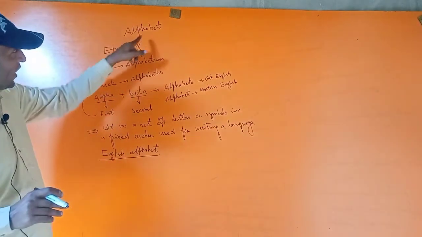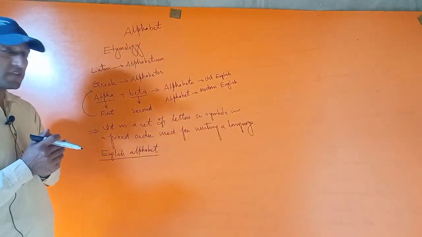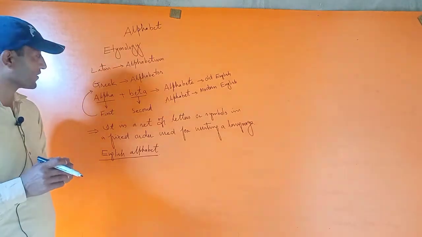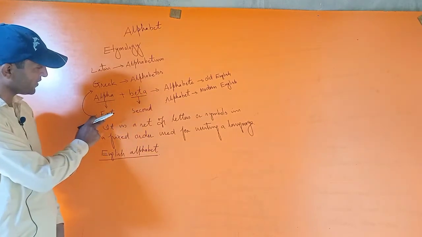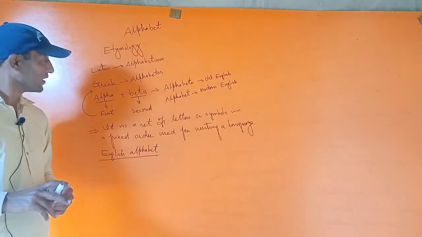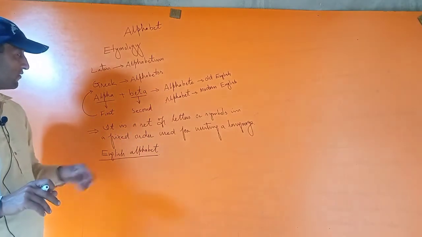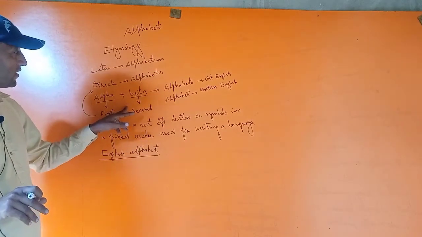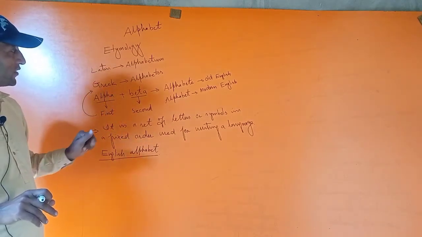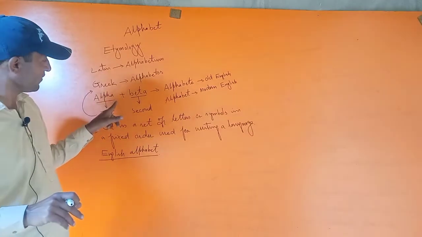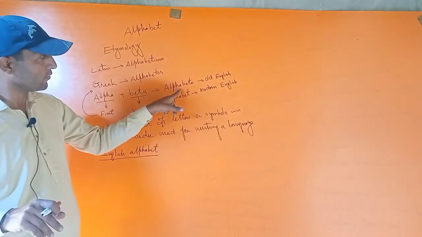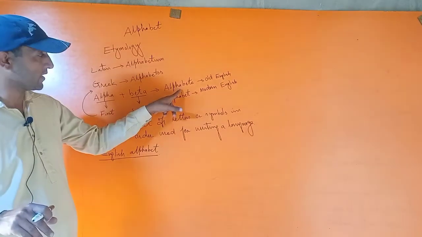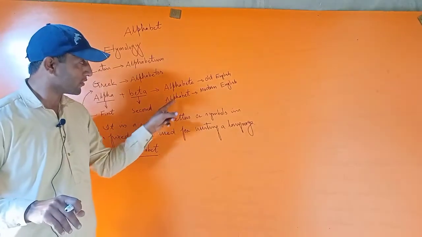Now, alphabet is a combination of two Greek words, alpha and beta. Alpha is the first letter of the Greek alphabet, while beta is the second. So alpha plus beta gives you alphabet. This is the old English spelling, and this one is the modern English.